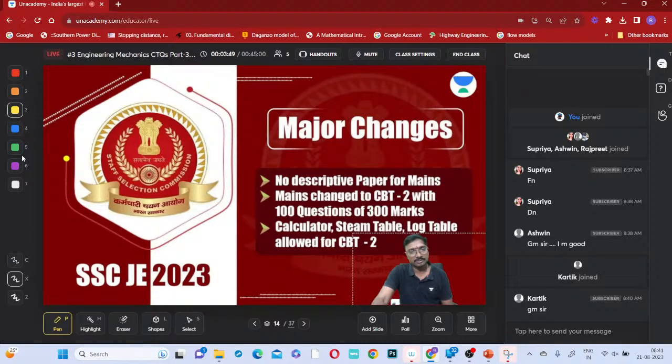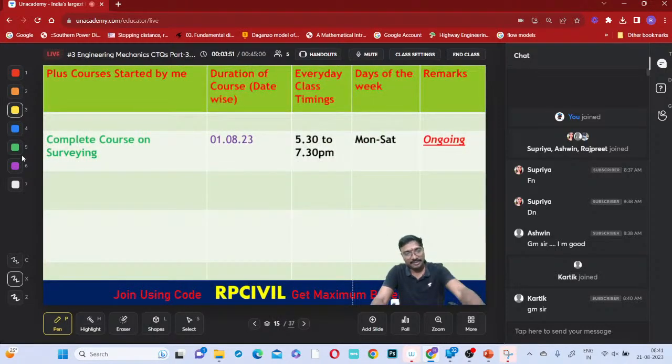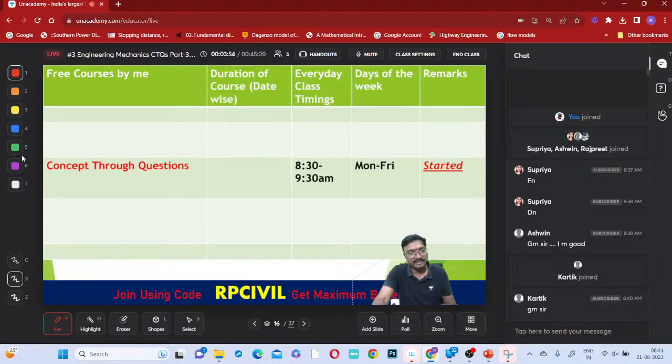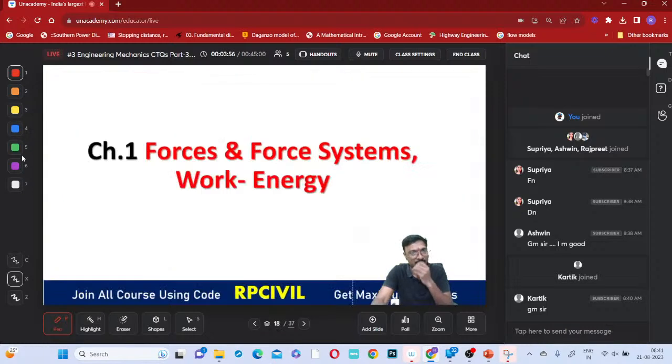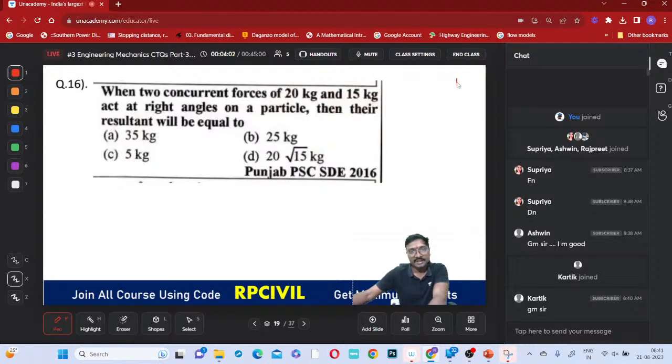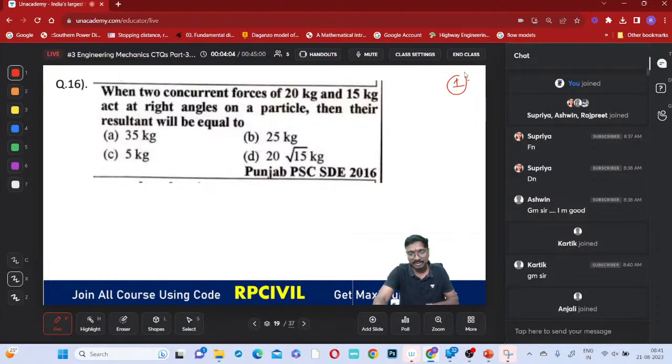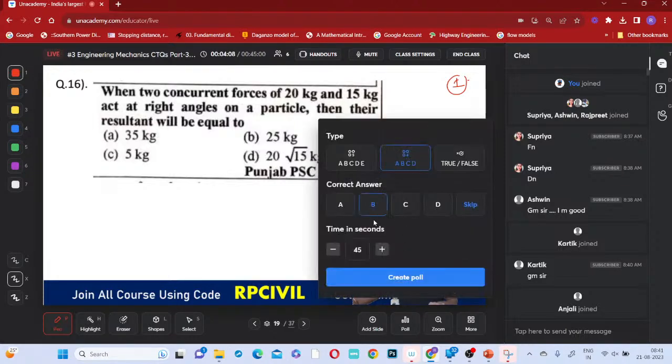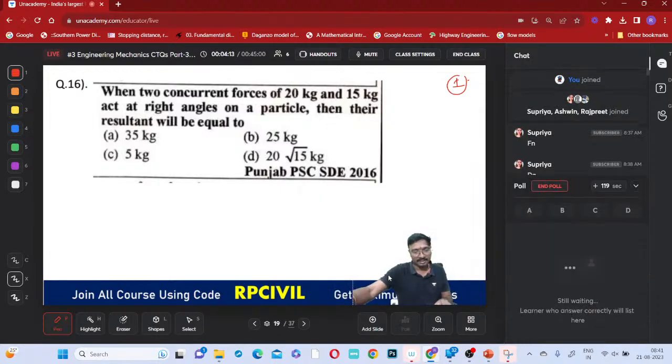Now, these are the courses going on: surveying, and this concept through questions, engineering mechanics, is going on now, right? The first chapter we are discussing is forces, force systems and work energy. 15 questions got over now. So now I will be going from this. All of you try to select the answer, 16th question onwards. I am giving 120 seconds, try to solve this, all of you.